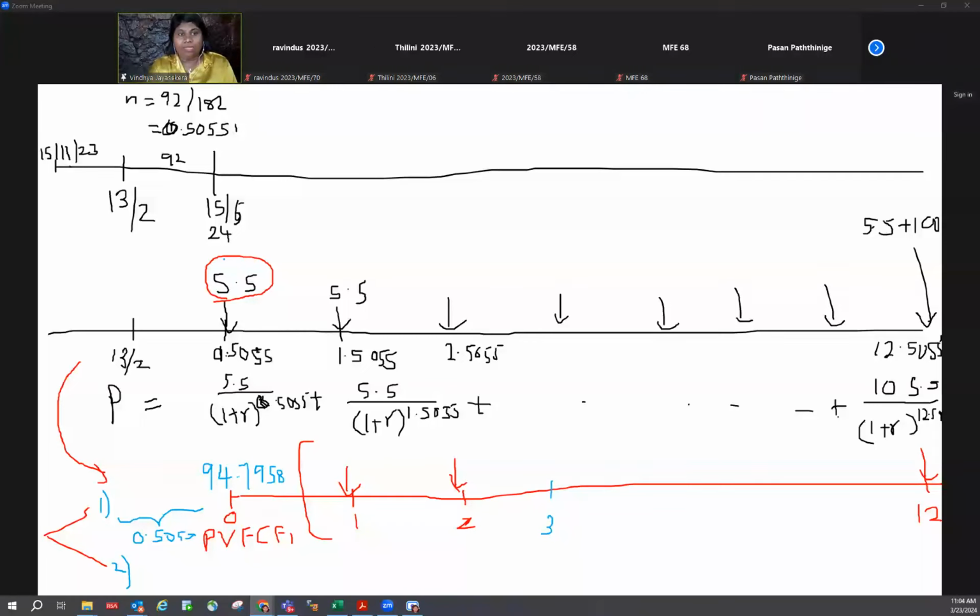And then this one I haven't taken into account, this first 5.5. So that also I have to take into account. That's my second part. So after 0.5055 period, I also have 5.5 of them in years. Now both these cash flows, I have to discount to today. It's the same thing. Here, what did I do? I took out from this equation the 0.5055, right? I rewrote this equation.